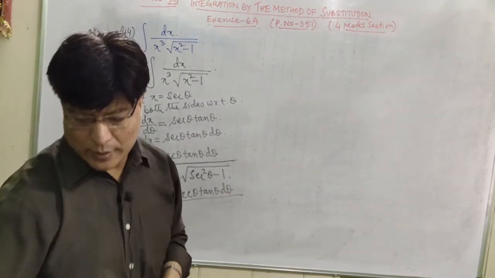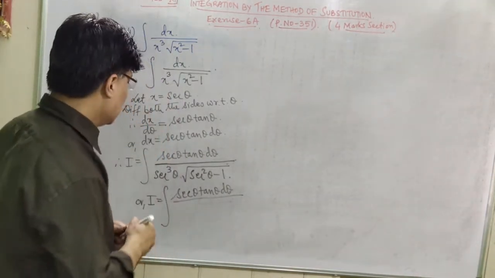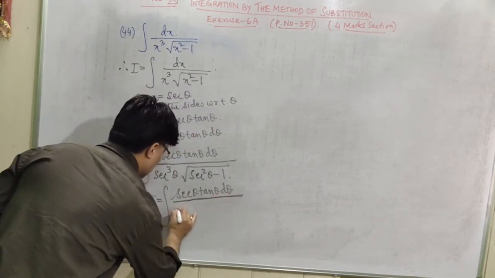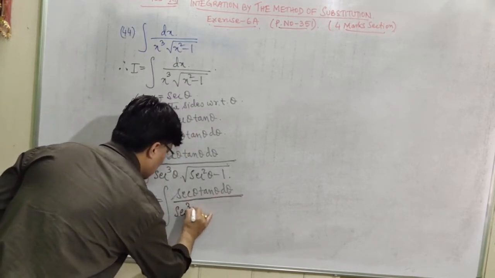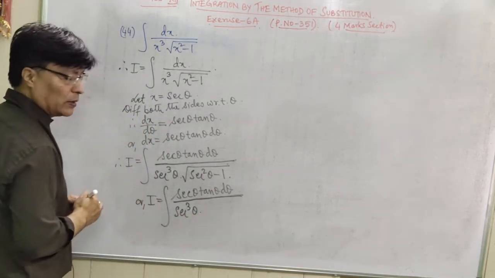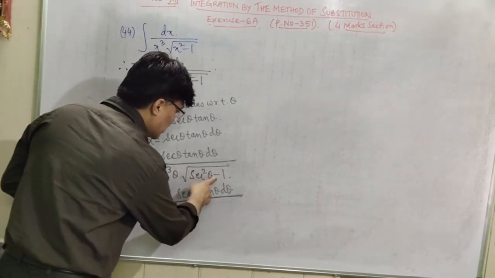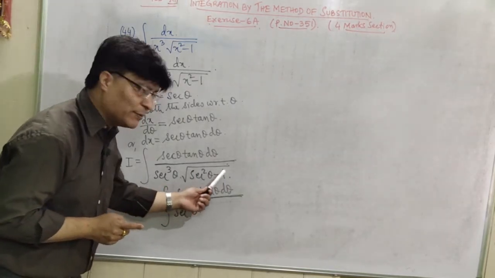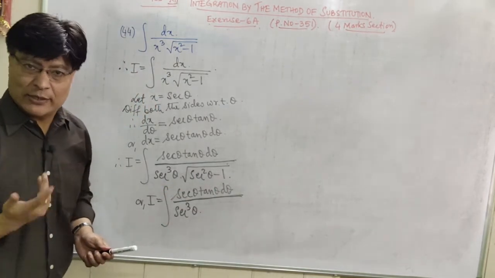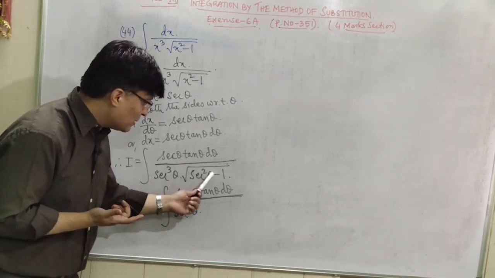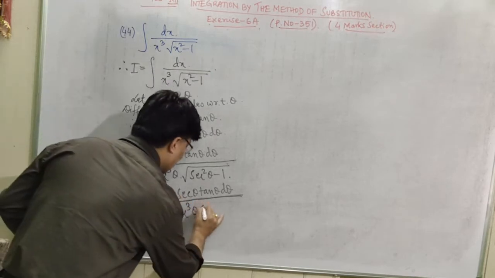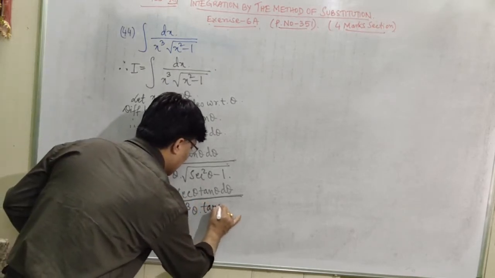in the denominator what will you write? In the denominator we write sec cube theta into, now within the square root there is sec square theta minus 1. So what is the formula for sec square theta minus 1? It is tan square theta. So what is the square root of tan square theta? It is only tan theta.